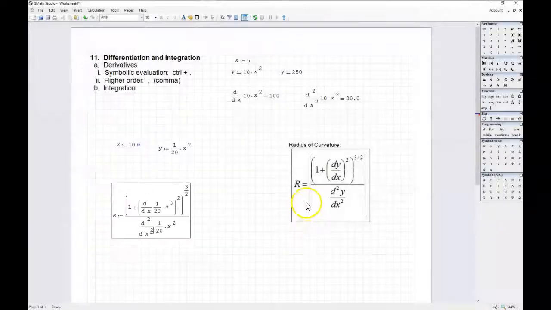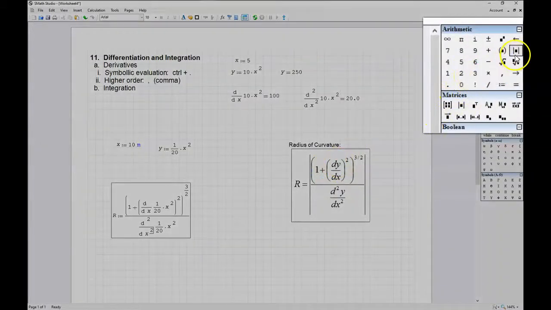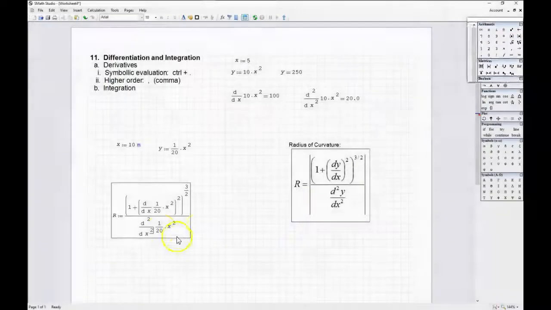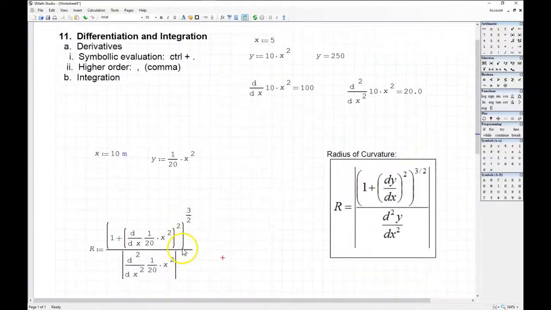Now our equation has absolute values, and it has it over the entire equation, which is fine. We actually only need it over the denominator because the numerator is always positive. But regardless of which way you do it, you want to make sure when you use the absolute value that you get it from the arithmetic box and not from the matrices determinant. And so I can select that and then press the absolute value button, and we can see that the absolute values are there. Let me zoom in just so that we can see that.